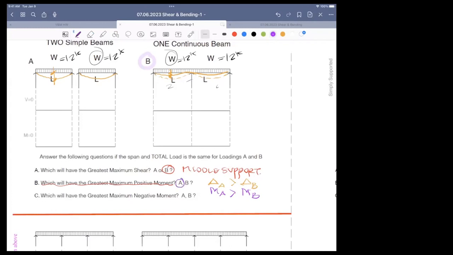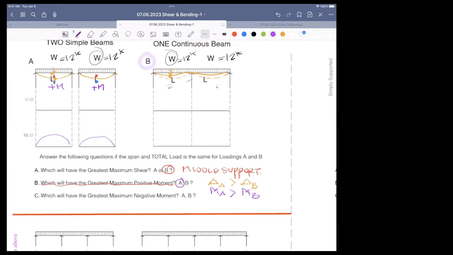A deflects more. Okay, which will have the greatest maximum negative moment? Compression on the top, tension on the bottom. That means you are a positive moment, and so is your neighbor. We have two positive moments for simply supported. You remember the diagram looks like that. It's a mirror of the deflected shape.